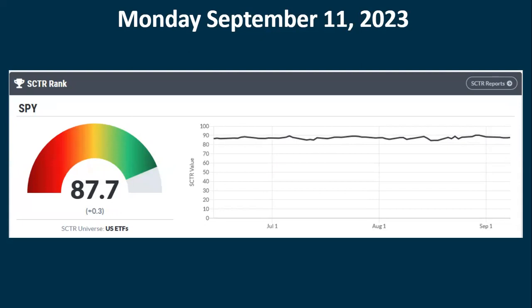There are lots of stocks in the S&P 500 that come also from the NASDAQ 100, and this has been flatlining as well. It's looking not as strong as the Qs, but it comes in at 87.7.